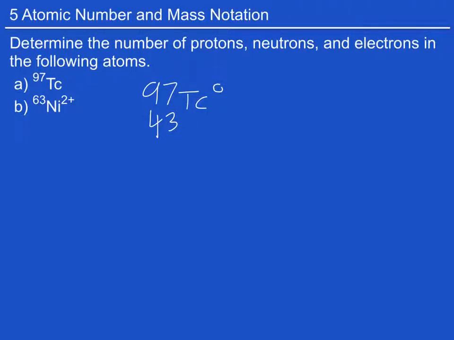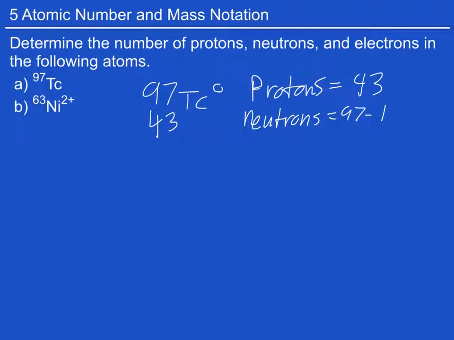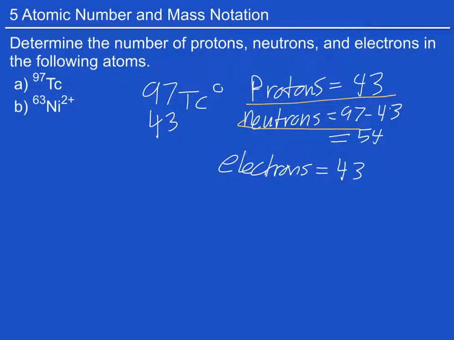Alright, so looking at this, we know therefore that our protons are equal to Z, so our protons are equal to 43. We know that the neutrons is going to be the difference between the protons and the mass number, so 97 minus 43, and that's going to be equal to 54. And lastly comes the electrons. In this case, because it's a neutral atom, the minus charges have to balance out the positive charges from the protons. We have 43 of those, so we must have 43 electrons. So protons 43, neutrons 54, and electrons 43.